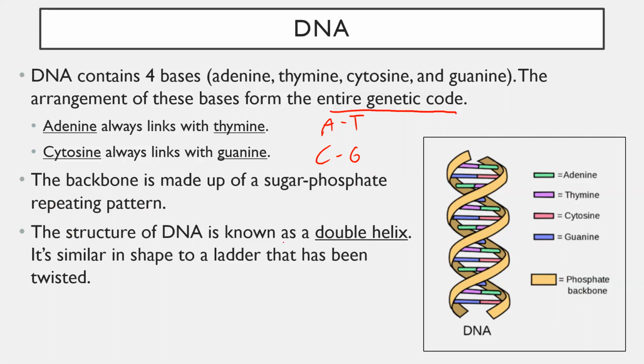Now the structure of DNA is known as a double helix. That's the name of the shape of it. It's similar in shape to a ladder that's been twisted, right? So if you look at this as if it was a ladder that someone took by the ends here and then twisted it around, that forms a double helix, and all of these base pairs form like the little rungs of the ladder.